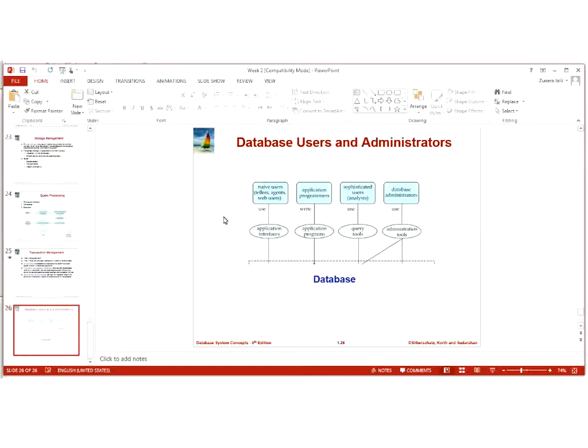Then I told you about who can be database users or who can be administrators. On the top level of the database, there exist multiple programs and users interacting with your database. The first one is the naive users: tellers, agents, website users. For example, you are registering for a course through your SCU website, then you are a web user.